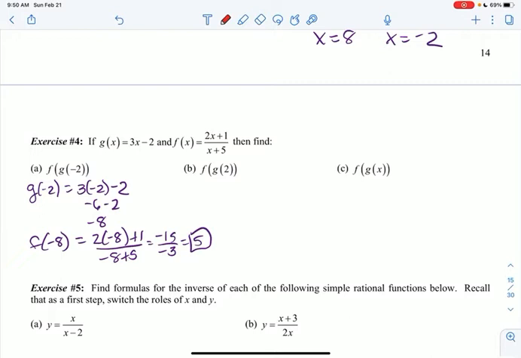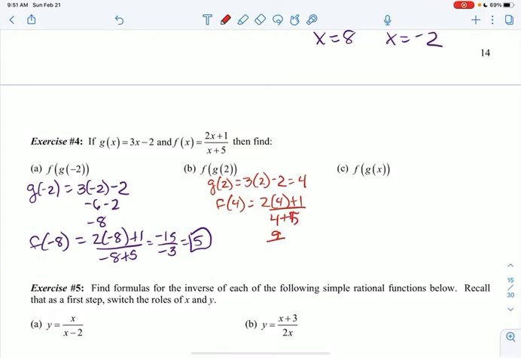So now I have f of g of 2, so again I'm going to do g of 2. 3 times 2 minus 2 is 4. And then I'm going to do f of 4. So 2 times 4 plus 1 over 4 plus 5. I'm sorry, this was a 5 down here. So that's 8 plus 1 is 9, and 4 plus 5 is 9, which is 1.